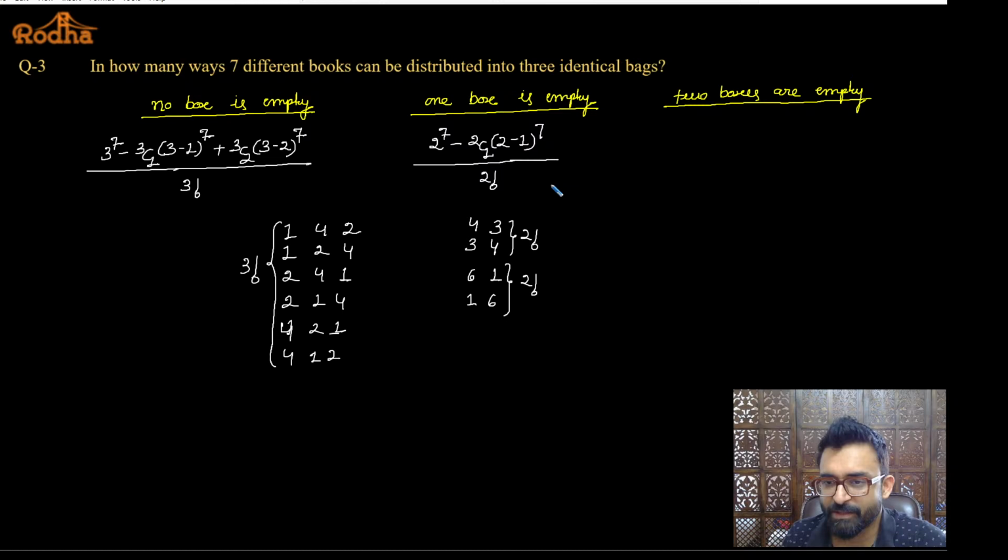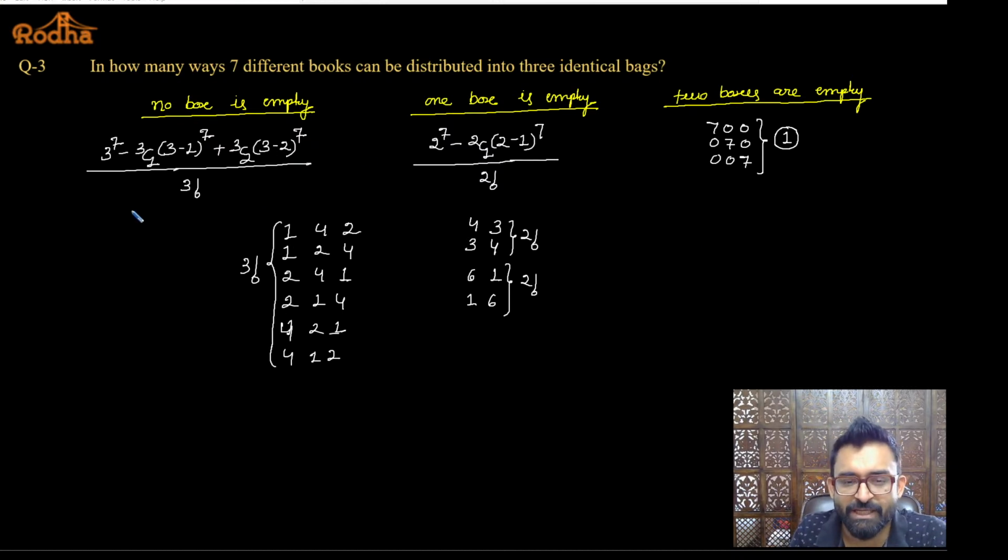Understood? Fine. And last is what? 7 0 0, 0 7 0 and 0 0 7. How many cases are there? For the last case, how many cases are there? Please answer, guys. When 2 boxes are empty, how many cases are there? Absolutely 1. There will not be 3 cases because the bags are identical. Yes, that's what we have to understand.